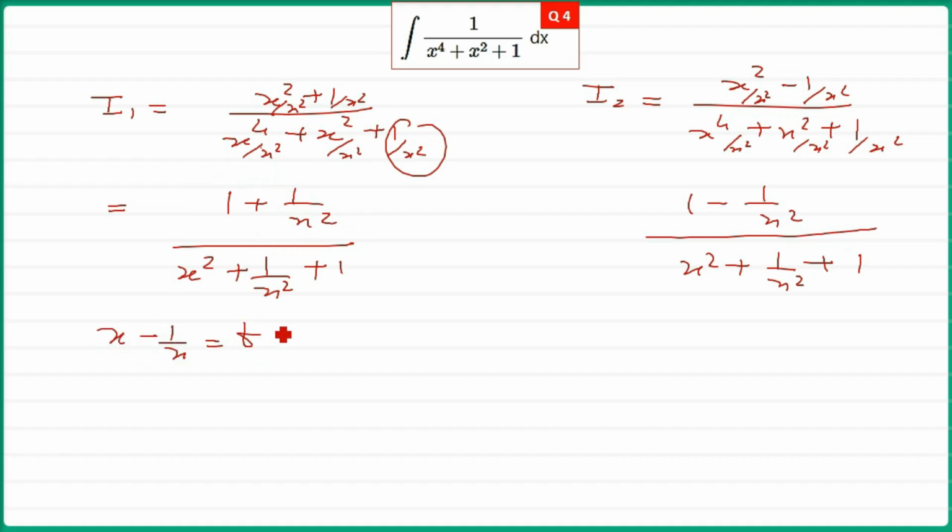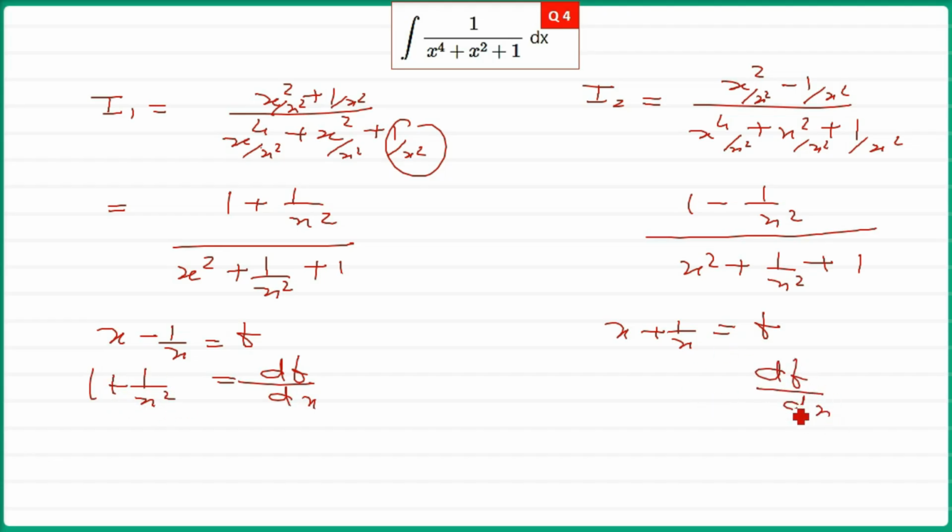But we ought to get 1 plus 1 by x square in the numerator for the first case. So we'll take x minus 1 by x equals to t. Why we are taking it, you already know now. Similarly, we need 1 minus 1 by x square in the numerator for the second term. For that, x plus 1 by x equals to t. Now differentiate both of them. dt by dx will give you 1 plus 1 by x square. Here you will get dt by dx equals to 1 minus 1 by x square. So we are getting the numerator from the denominator, which is different in both the cases.